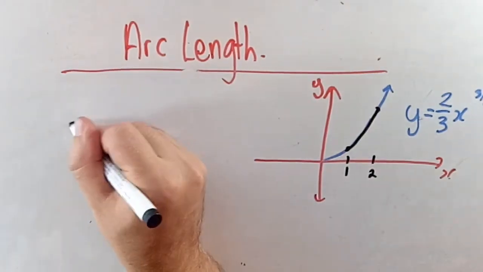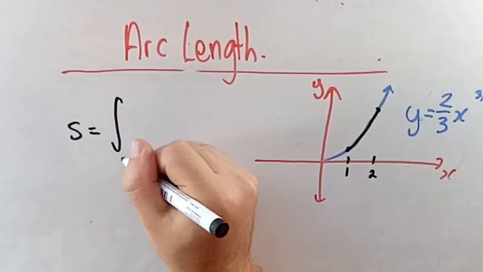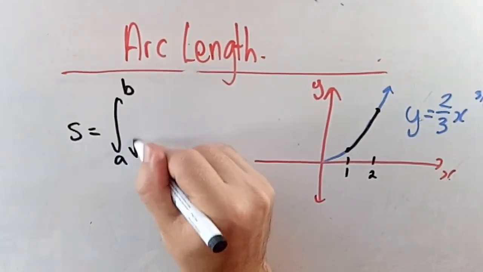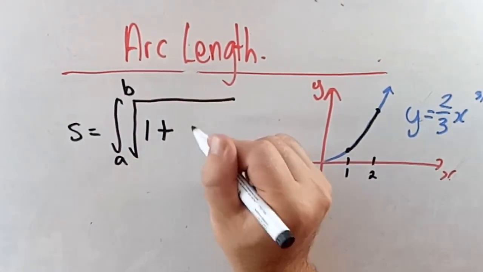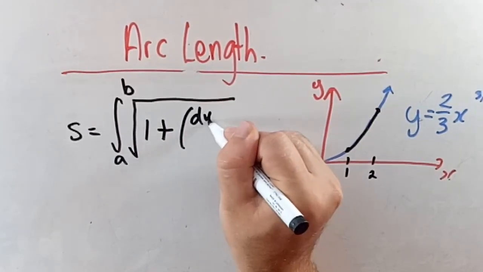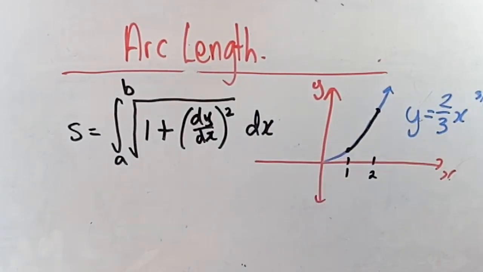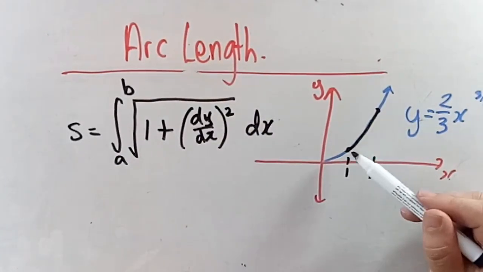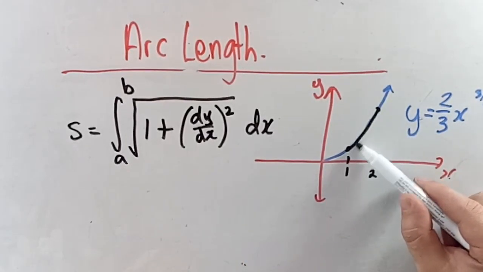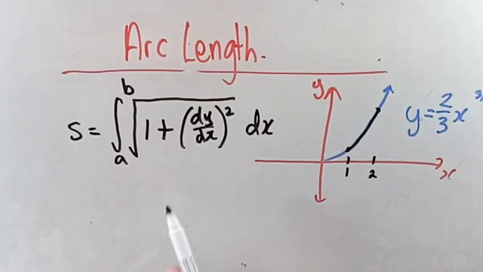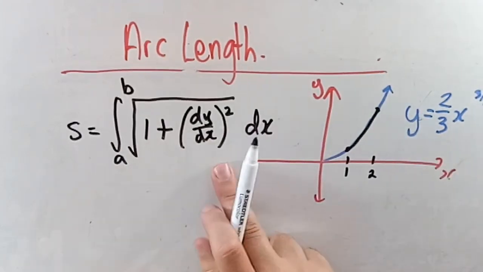Now there's a formula for arc length. Usually we use the letter S, and it is, between a and b, the square root of 1 plus dy/dx squared. Now, it looks like a bit of a weird formula, but it just comes about from doing a bit of Pythagoras and summing up all these little infinitely small lengths. So if we sum up these little infinitely small lengths using Pythagoras, we'll get this formula.